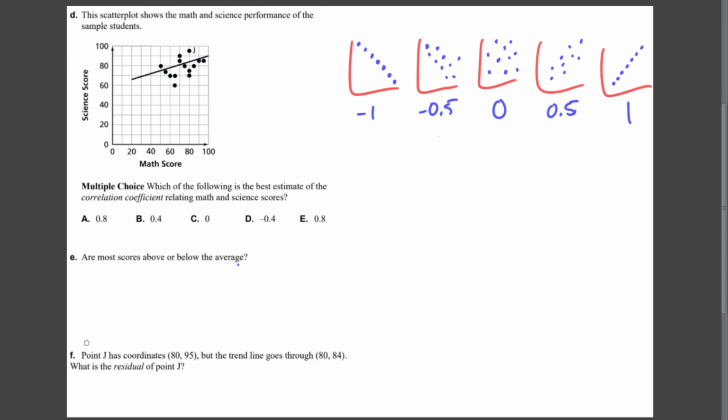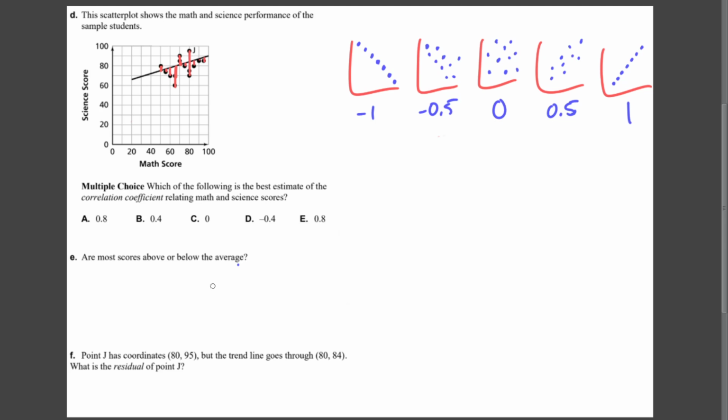Finally, question F. Point J has coordinates 80 and 95, right here. 80 and 95. But the trend line goes through 80 and 84, right here. What is the residual of point J? Remember that residual, for each one of these points here, residual means the distance from the point itself, the actual data point, to the line. We learned this a little earlier in the year.